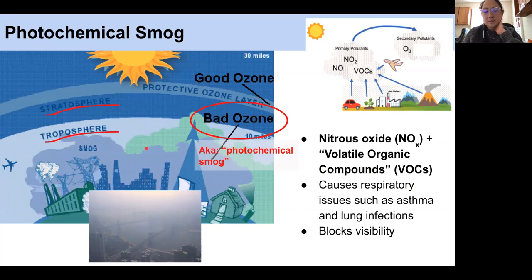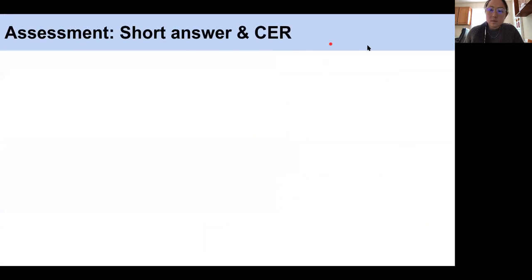All right. So that's a brief summary of photochemical smog. Okay, so on the assessment, I will be wanting you to demonstrate what we've learned about air pollution through a short answer section and then a CER. So your assessment is 2 questions.